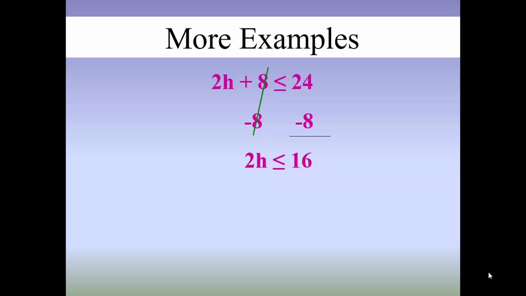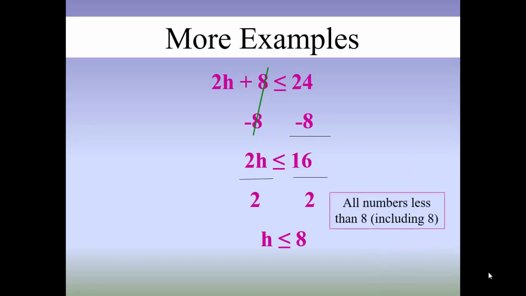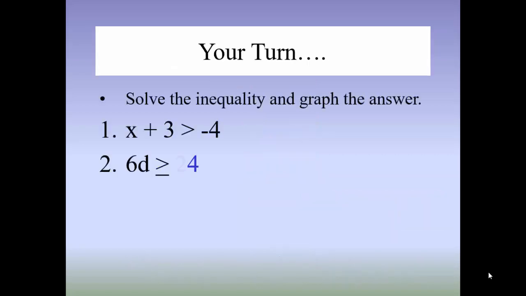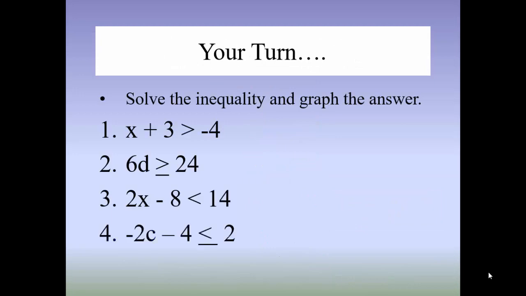And now we're on to our second step, which is undoing multiplication. So to undo multiplication, we are going to divide both sides by 2. And we will result in the answer as h is less than or equal to 8. All numbers including 8 will be the proper answer for this inequality. So now what you would like to do is solve the following inequalities and graph the answer. Pause the video, take time to practice them. When you resume, you will be ready to receive the answers.